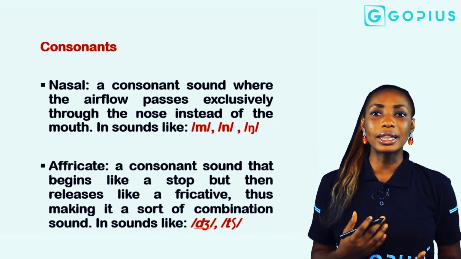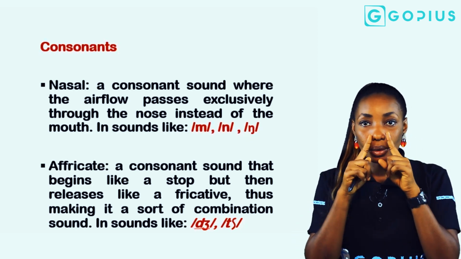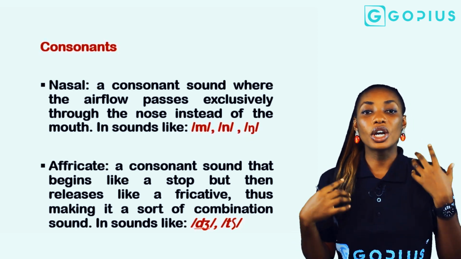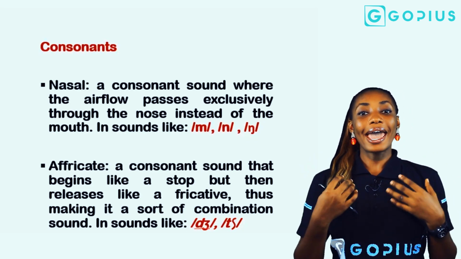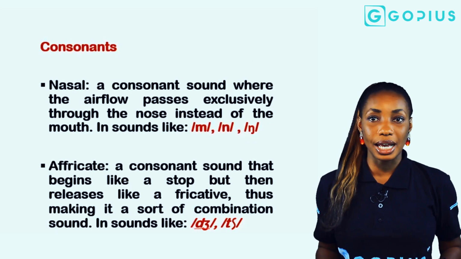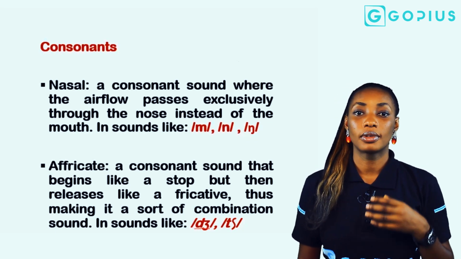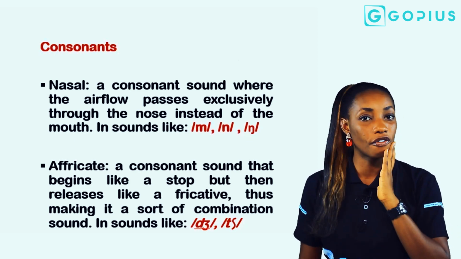Next is the nasal sound. A consonant sound where the airflow passes exclusively through the nose instead of the mouth. In the production of these sounds, air comes out from the nose instead of the mouth. And there are only 3 nasal sounds. Air comes out from the nose and not from the mouth.